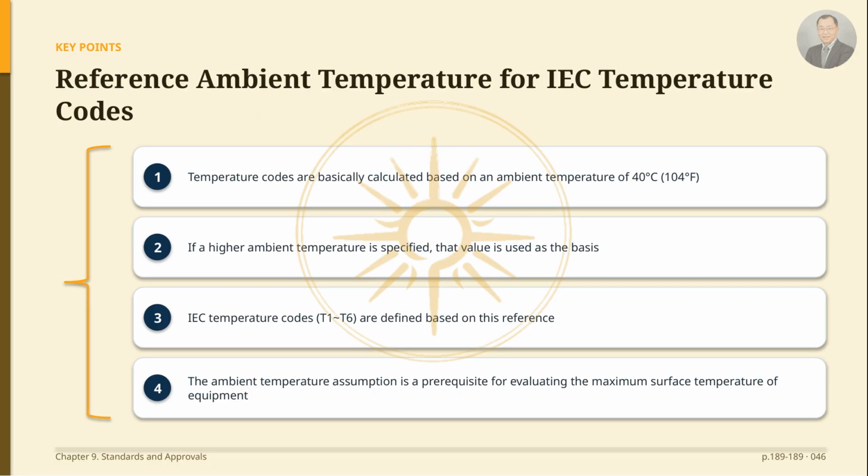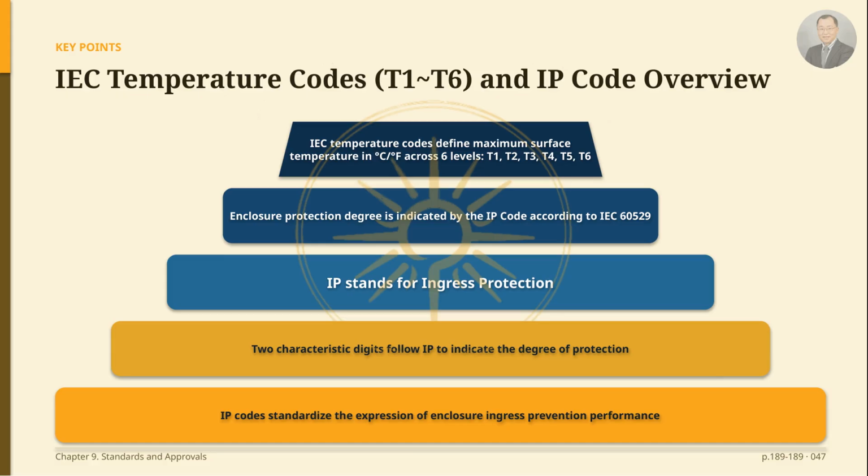Temperature codes are basically calculated assuming an ambient temperature of 40 degrees Celsius, or 104 degrees Fahrenheit. However, if a higher ambient temperature is specifically indicated, that indicated value is used as the basis. Based on these criteria, the IEC temperature codes from T1 to T6 are defined. Please remember that the assumption of the ambient temperature is a prerequisite for evaluating the maximum surface temperature of the equipment. Now, I'll introduce the IEC temperature codes and an overview of the IP codes for enclosures.